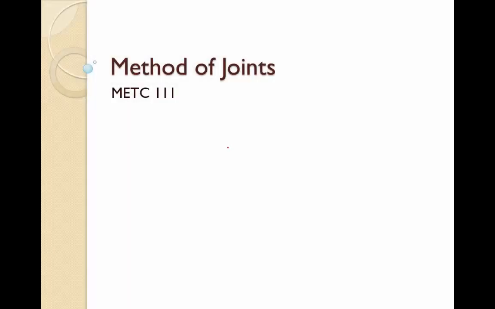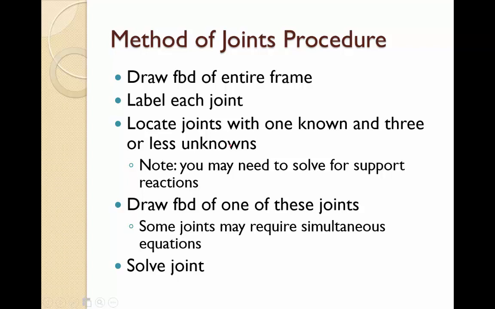In the last lecture, I discussed with you how to solve trusses and frames using the method of sections. In this lecture, we're going to discuss the method of joints. The method of joints is most useful when you're looking for all of the members. If you're looking for just a few forces and a few members, I would recommend using the method of sections in most cases. But if you have to solve the entire truss or frame, the method of joints is probably a better way to do it.